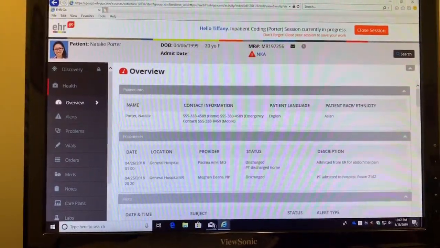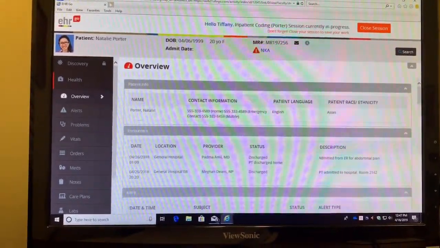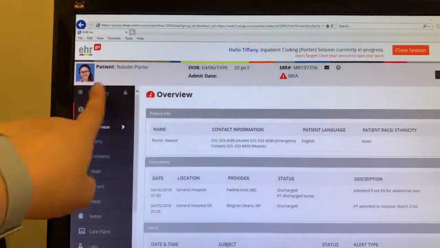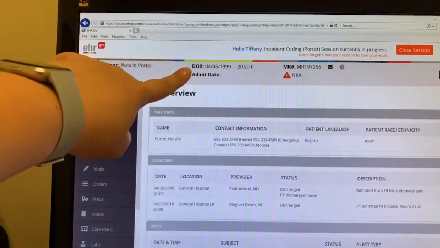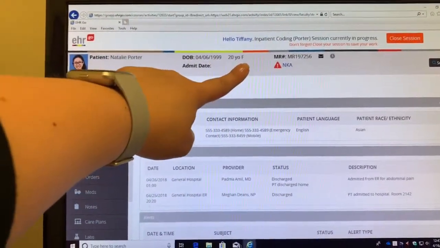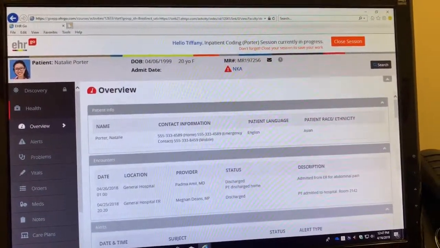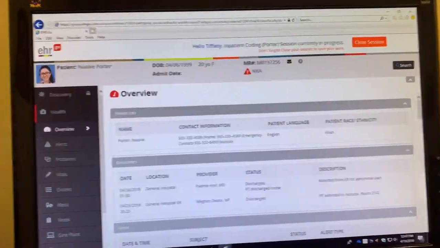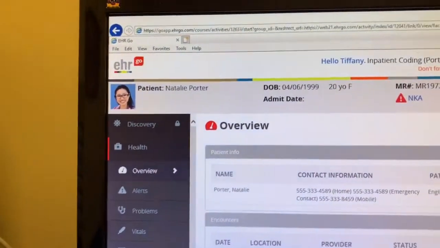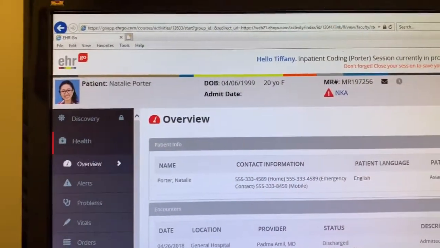So this again is an example. This isn't a real patient either, but with this patient, we see an actual picture of her. We see her name. We see her date of birth, DOB. We know she's 20 years old and she is a female, and then we have her medical record number. Now, medical record numbers are very important because there may be more than one Natalie Porter. And so if we can match Natalie Porter and her birthday, we can figure out who the correct patient is.